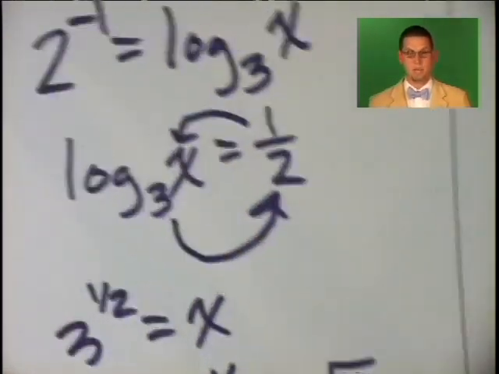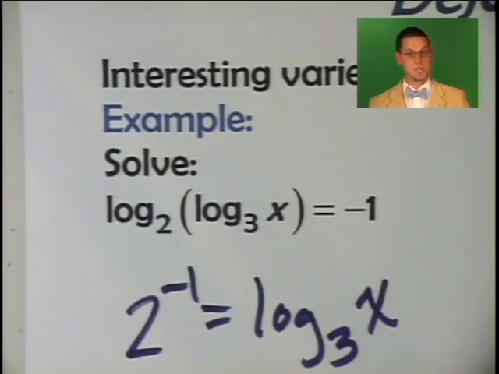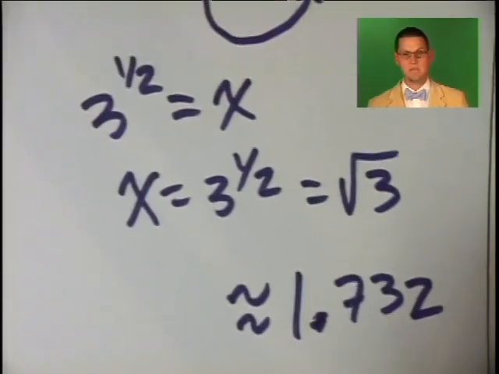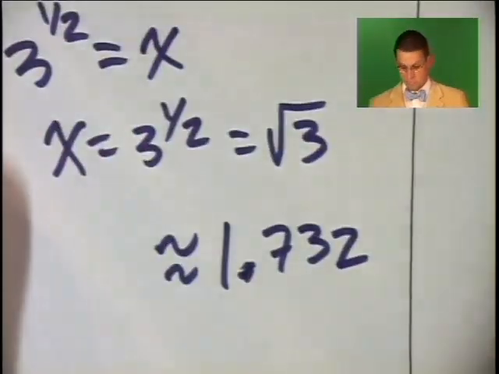So a little interesting example there. It's a composition of logs, not a product of logs. And if we just don't panic, we work from the outside in and follow the rules, everything comes out pretty rosy in the end.